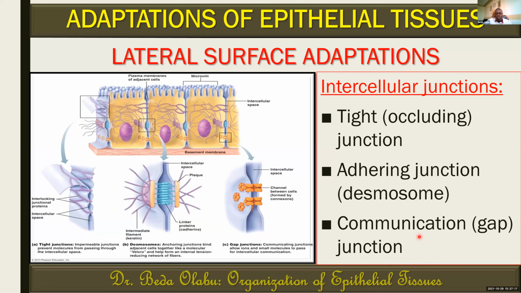Then we have the communicating junctions, which are also called gap junctions. These ones allow free ionic movements from one cytoplasm to another. So we also have it in some epithelial cells, although maybe you have it more in cardiac muscle and smooth muscles and perhaps some neurons.